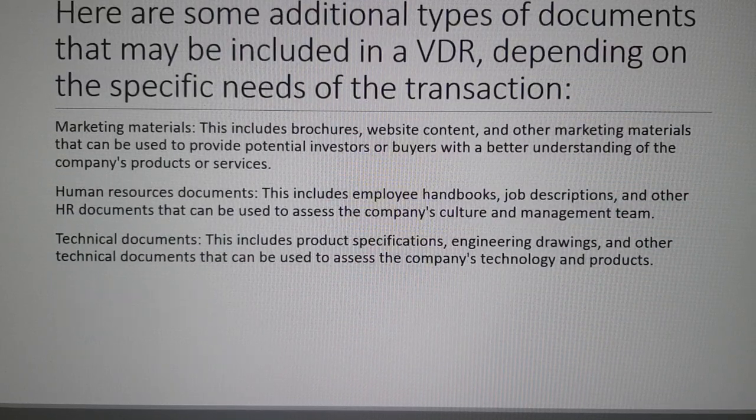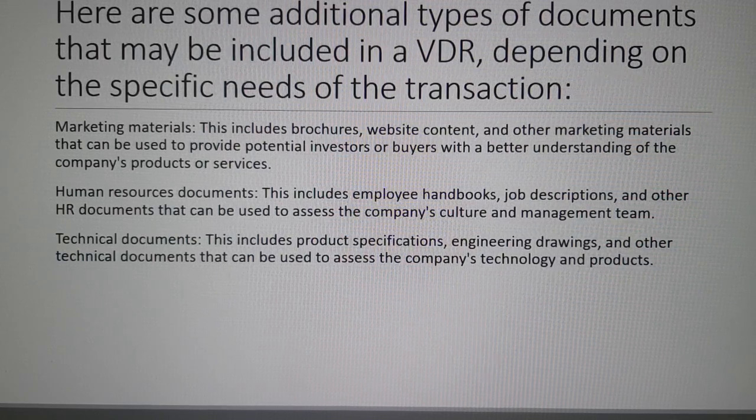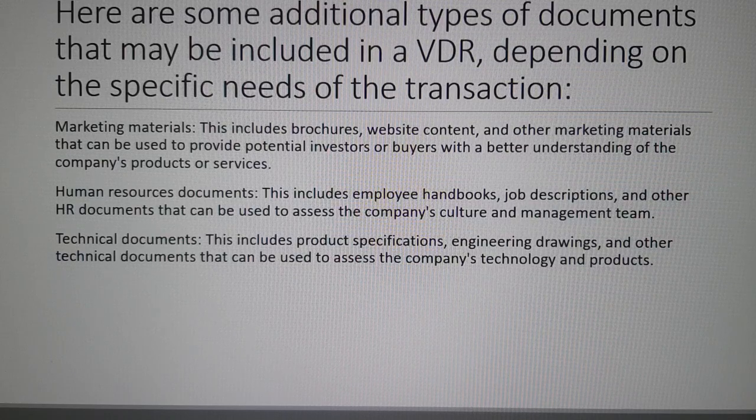Here are some additional types of documents that may be included in a VDR depending on the specific needs of the transaction. Marketing materials. This includes brochures, website content, and other marketing materials that can be used to provide a potential investor or buyer with a better understanding of the company's products or services.